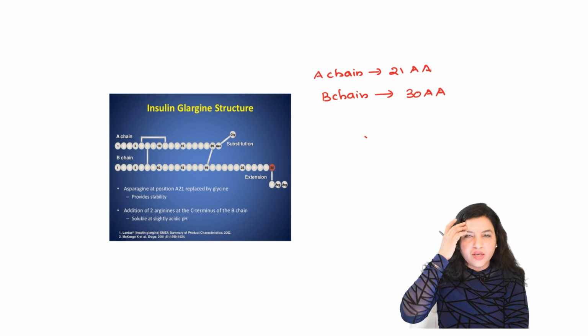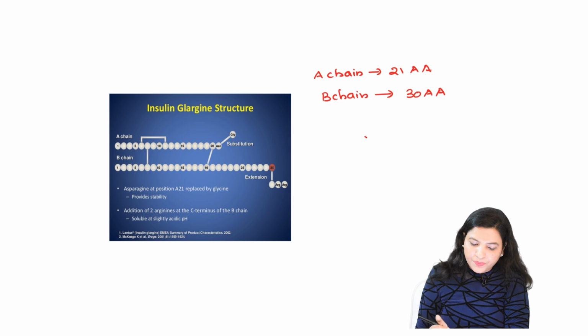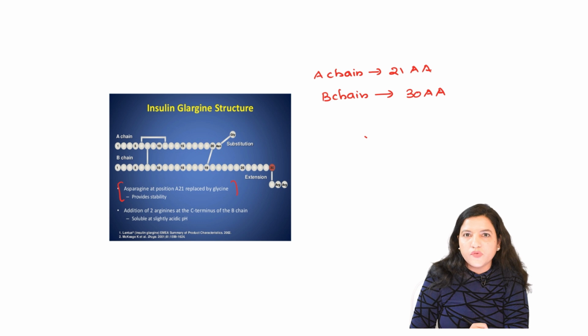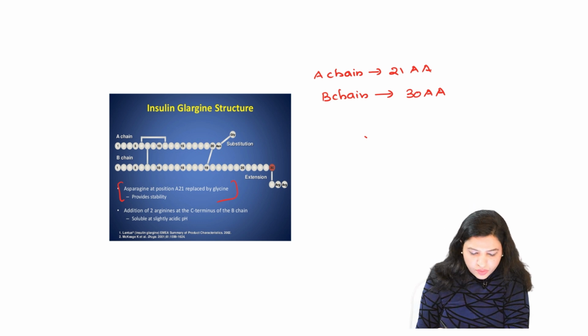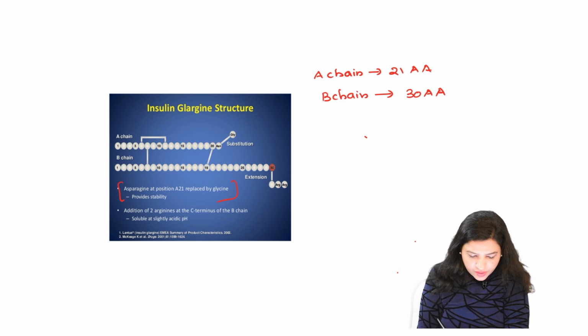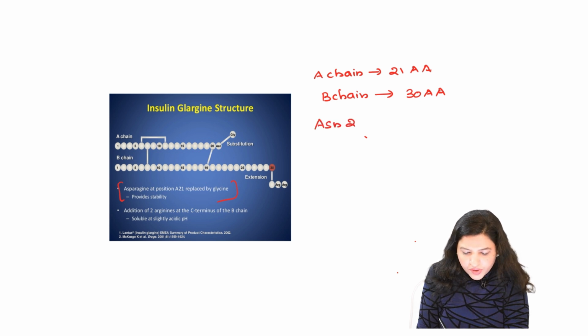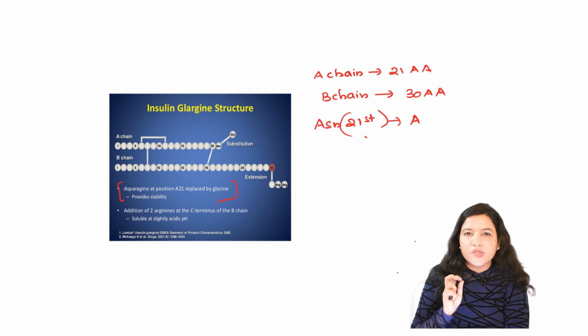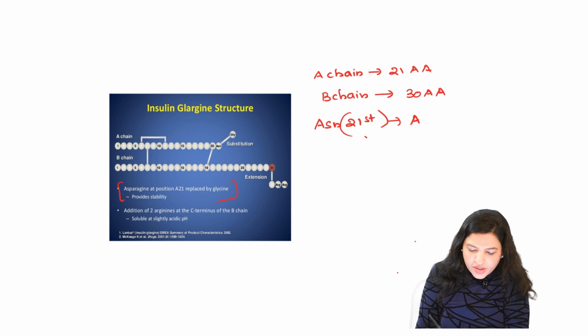So we will be seeing what glargine insulin is. So glargine insulin is, I will be writing it for you because I don't know whether this is clear to you. So we know that in the A chain, the asparagine at the 21st position of the A chain is replaced by glycine.